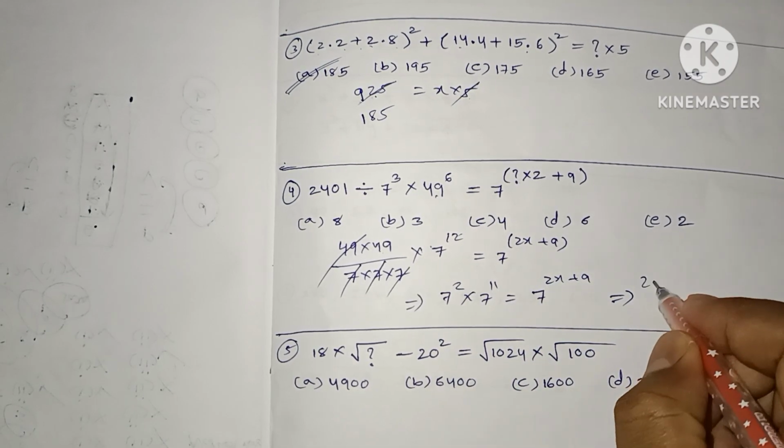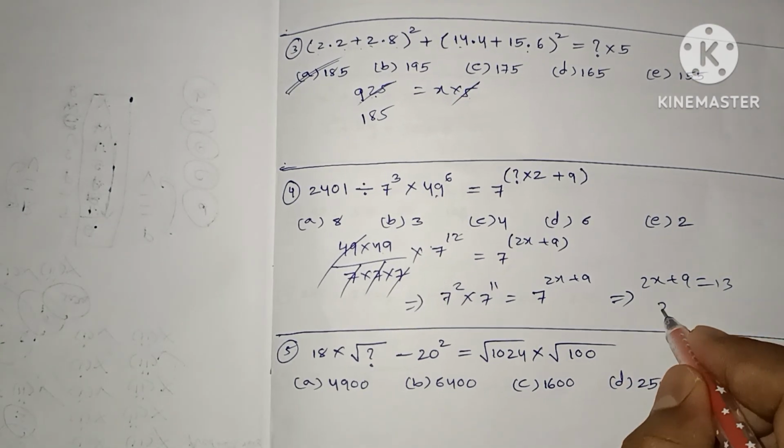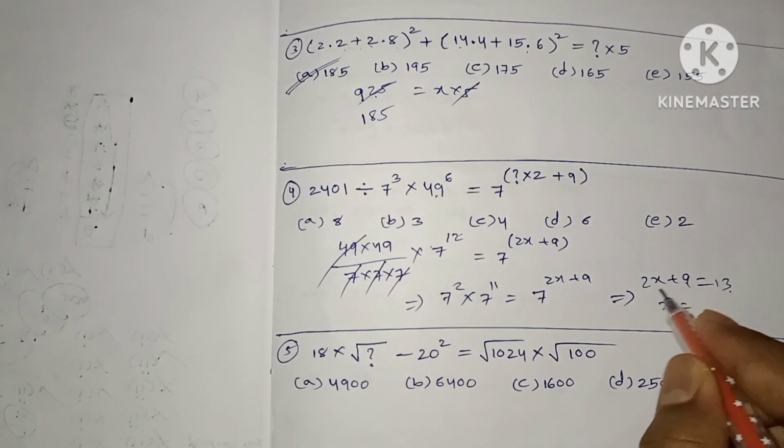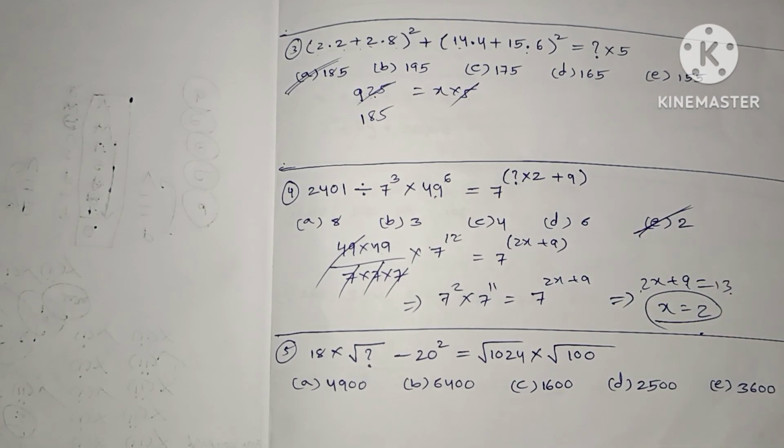So we have 2x plus 9 equals 11 plus 2, 13. So x value is, 9 comes this side with minus, we are left with 4, 4 divided by 2, 2. So x value is 2. Option E is our answer.